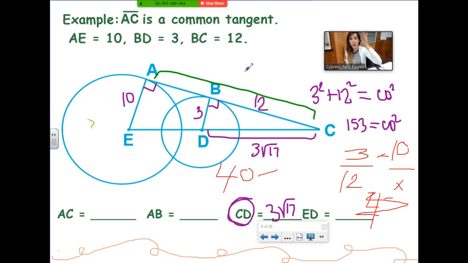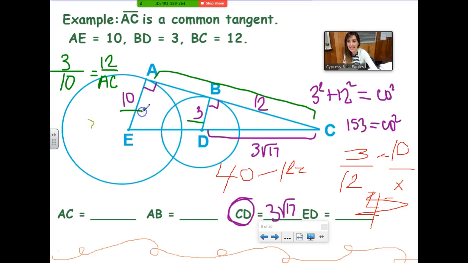I do like to go from one triangle to the other. So when I do mine, it's no different. I did 3 is to 10 as 12 is to AC. But it's the same proportion as you did. So good job. So I did the radius is to the radius as the tangent portion is to this tangent portion right here. It's beautiful when you cross multiply. The answer is, like y'all said, 40.